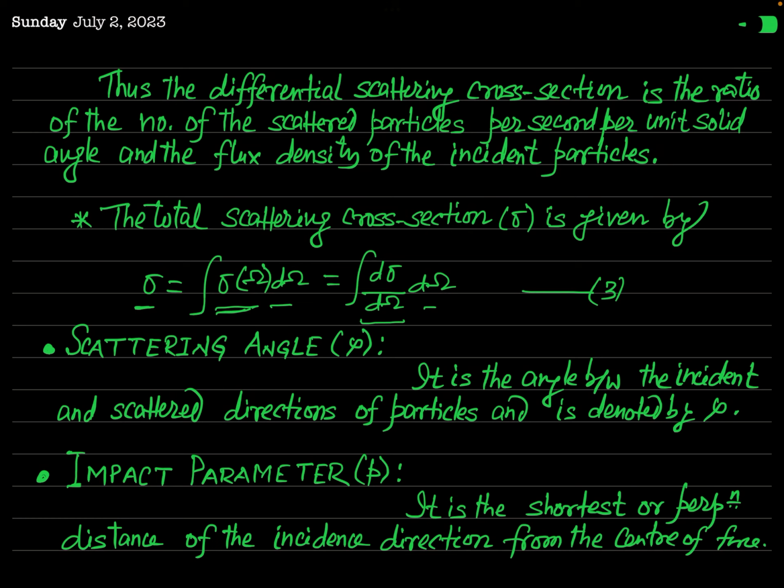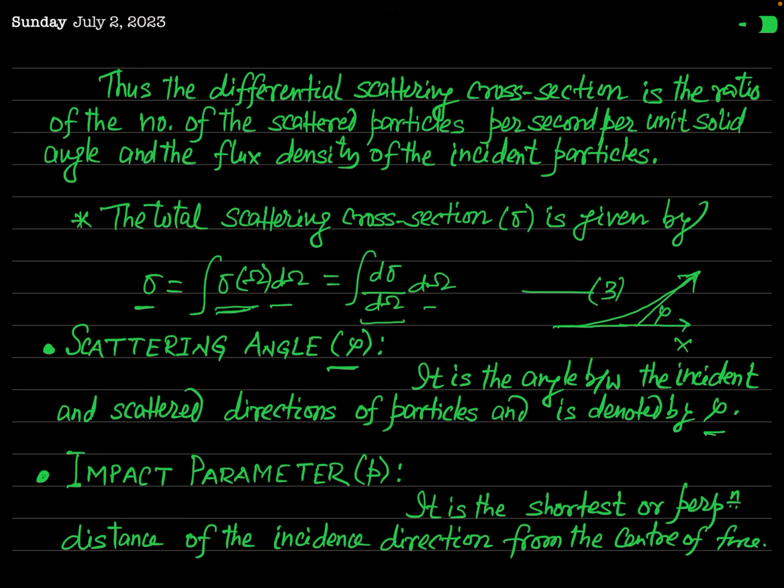Okay. Now we will define another important term, which is called a scattering angle. As I have told you earlier, this scattering angle is the angle between the incident direction of the particle and its scattered direction. As you can see in that figure, the incident direction has been considered in this direction x. And the particle after scattering makes an angle phi with this incident direction. So this angle phi, which is the angle between the scattered direction of particle and the incident direction of particle, is denoted by the symbol phi, and that angle is called angle of scattering. Okay. So I have mentioned it here that it is the angle between the incident and the scattered direction of particles, and it is denoted by phi.